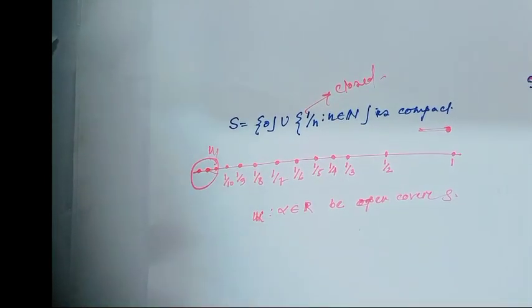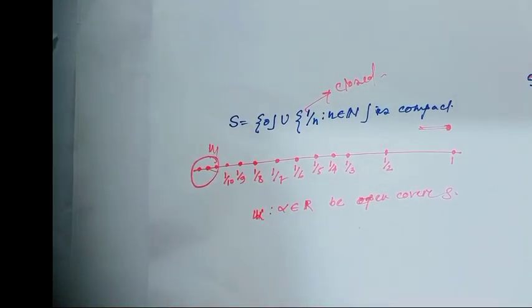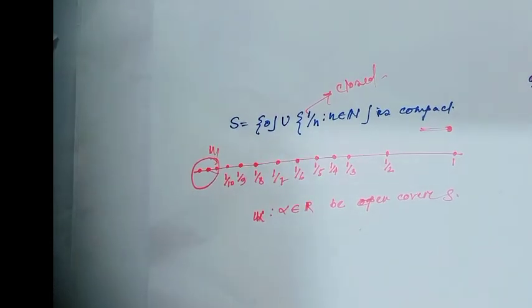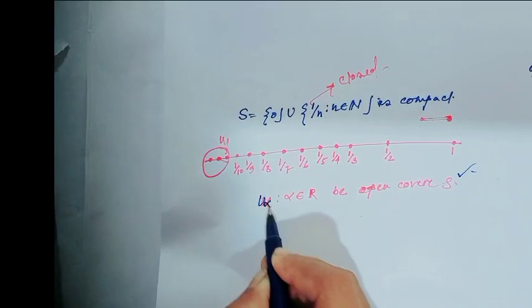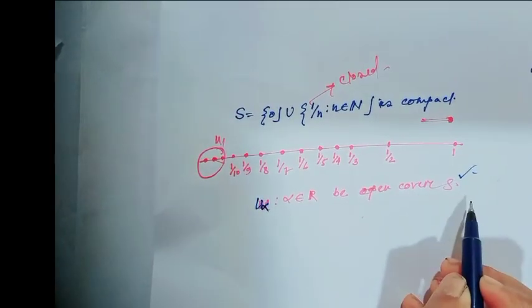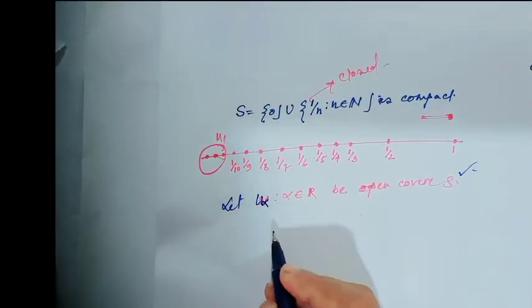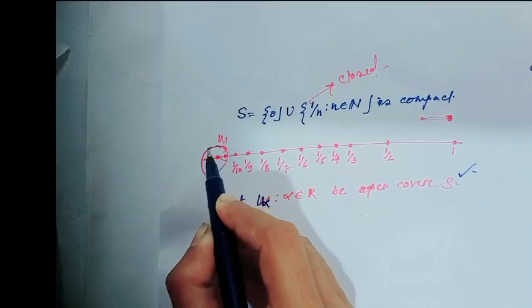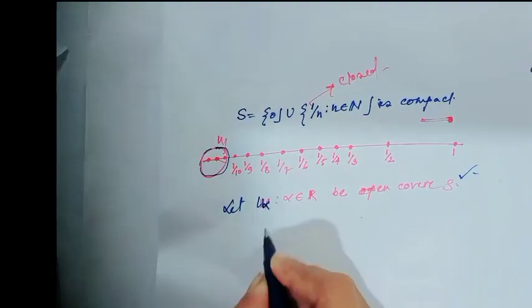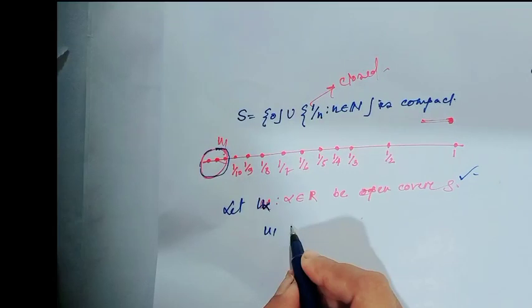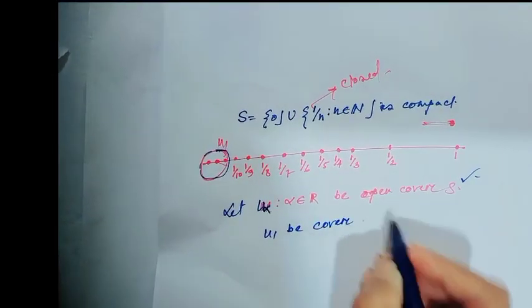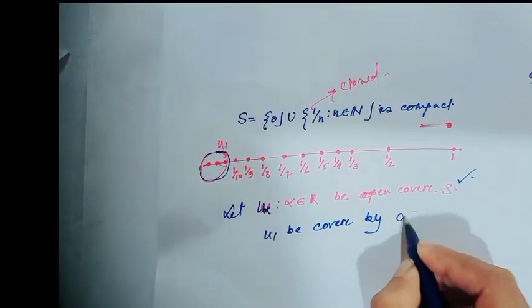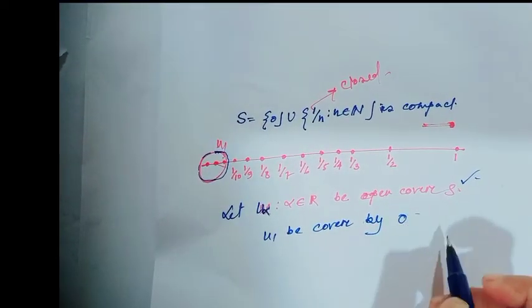And we have to prove there exists a finite subcover which also covers the set S. Since U alpha is the open cover of S, consider one ball U1 which is covered by the point 0.